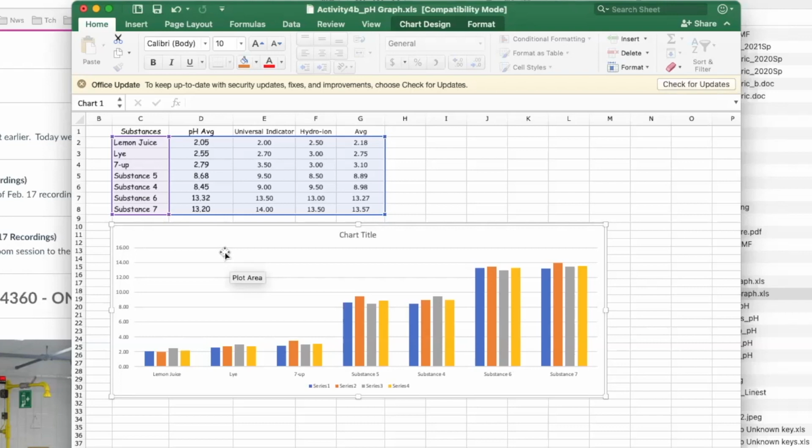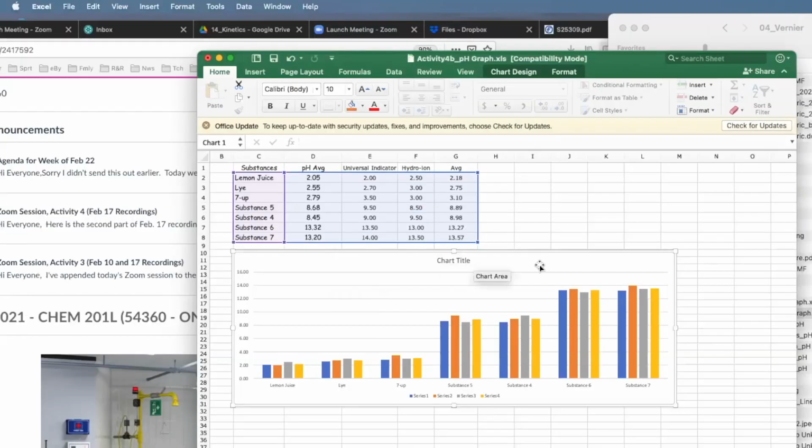And then of course you guys are going to be talking about the data. You guys are going to be talking about different pH for the different substances, if you are surprised about the pH reading for certain things, or if it's as expected. That's really what I have for you guys today.